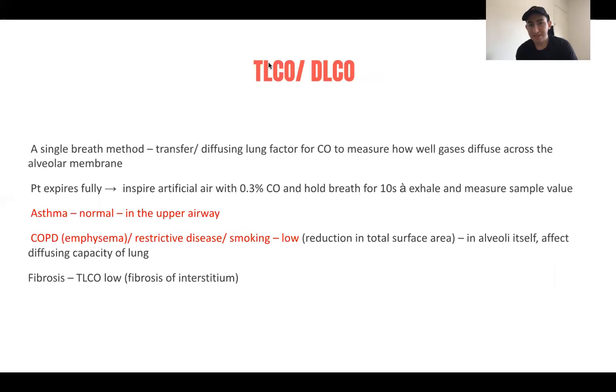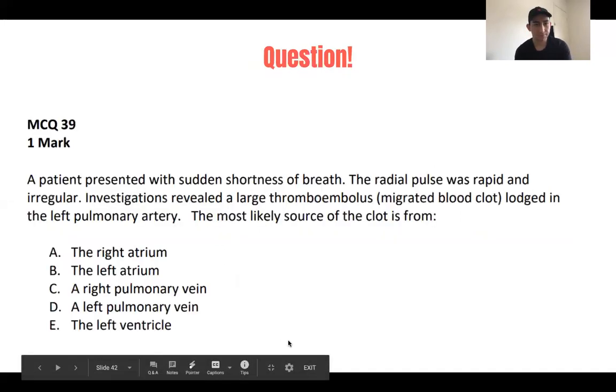Cool. TLCO, DLCO, it's a test used to see how much oxygen, or how much of a substance in your alveoli, is being taken into your bloodstream. This is done using carbon monoxide, in very low concentrations though, just 0.3% carbon monoxide. It tests how much of it actually went into your bloodstream. It tests for alveolar conditions, stuff like emphysema, smoking, fibrosis, and it should be normal in asthma because asthma is a bronchiolar disease, not an alveolar disease.